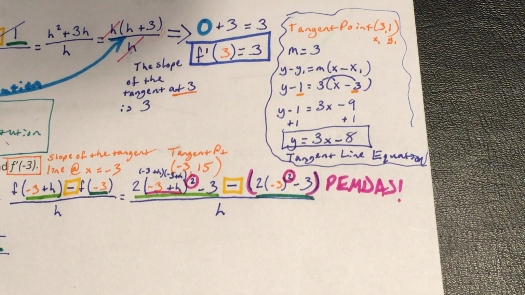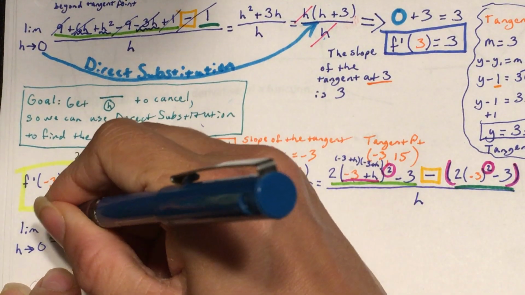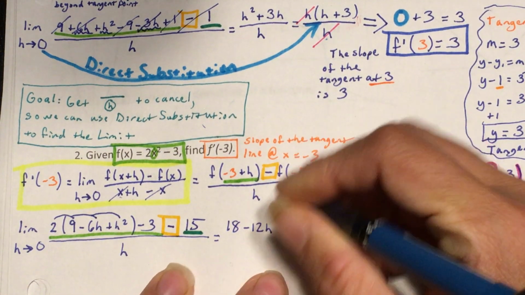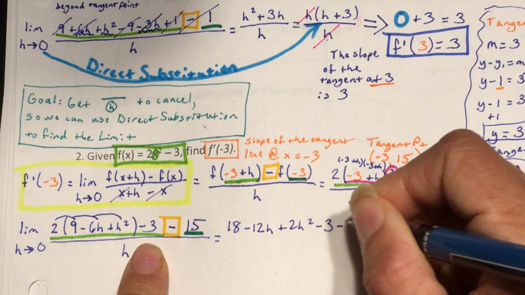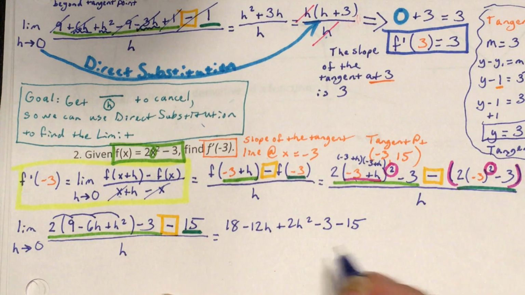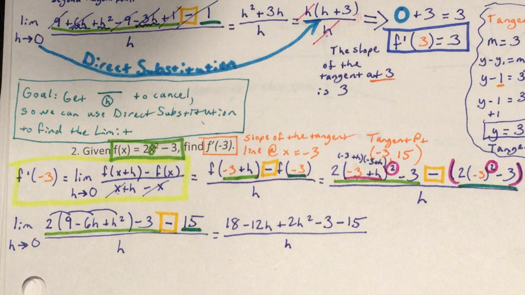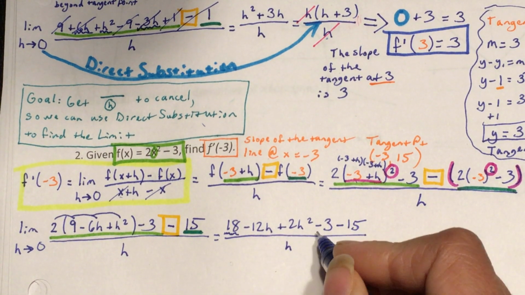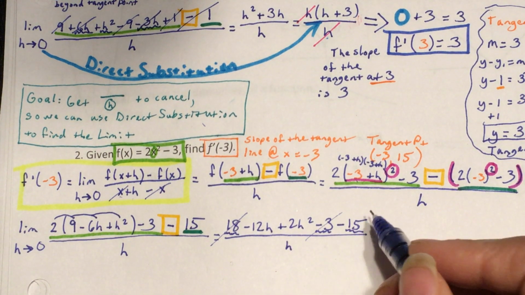So my next step in simplifying is distributing that 2, which gives us 18 minus 12h plus 2h squared, then the -3, and then the minus 15, all over h. And now we are ready to combine our like terms. We've got 18 minus 3, which is 15, and then minus 15 is 0. So goodbye to these terms.